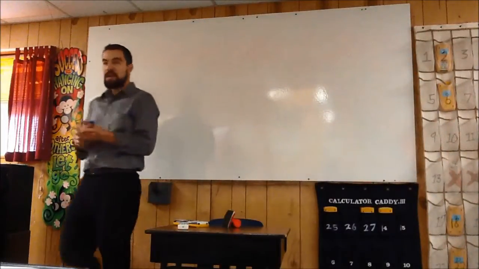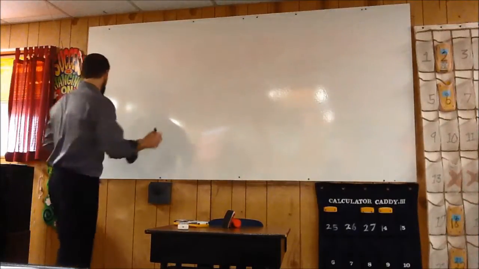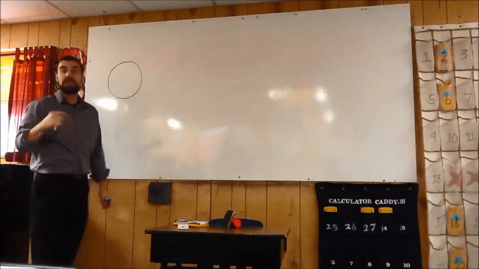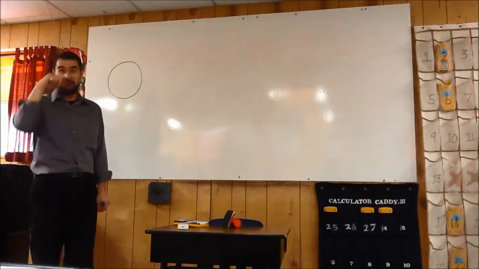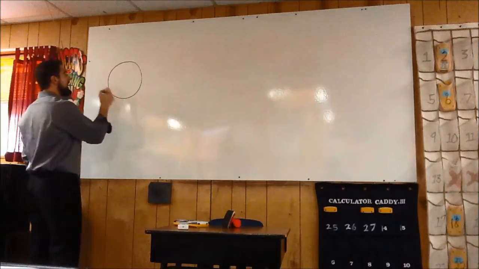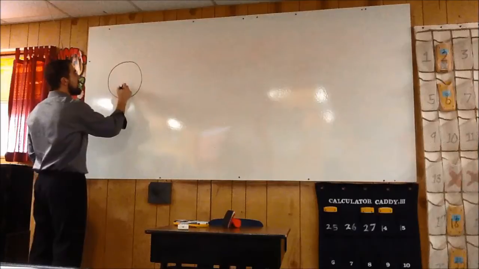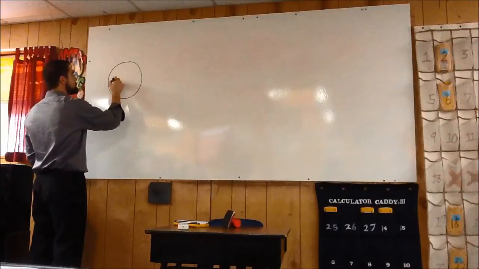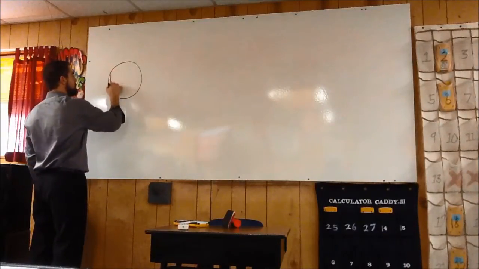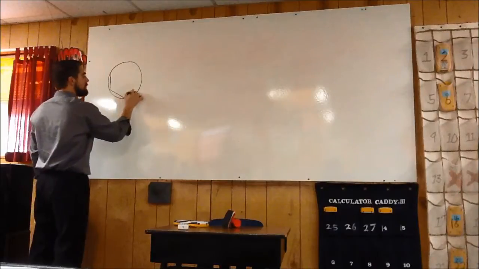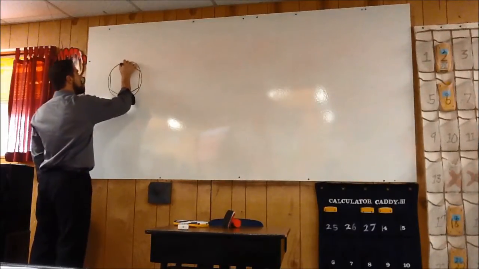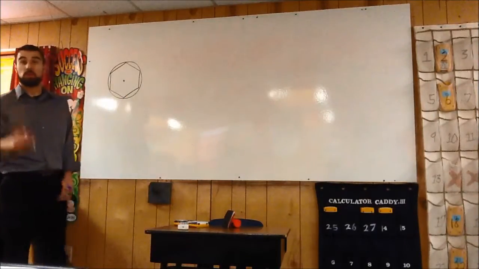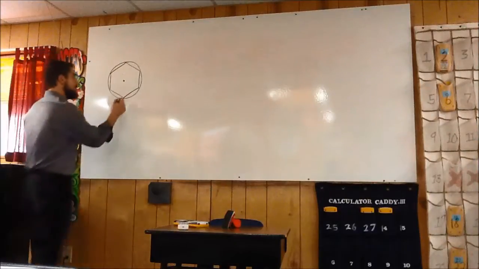Well, these regular polygons, as long as it's regular, can be inscribed in a circle. So all of these shapes that we're going to be dealing with in the next unit can be inscribed in a circle. So, let's do this. Okay. This is the best I can do at a regular hexagon inscribed in a circle.